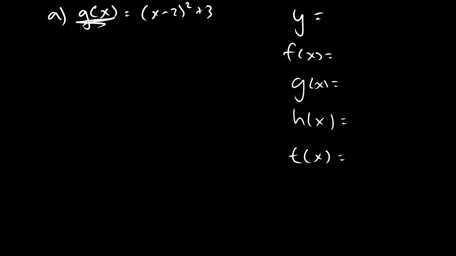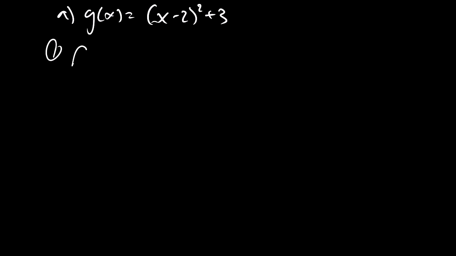So if we have different graphs, like x squared, x cubed, x to the 4th, x to the 5th, instead of saying, oh, it's the x to the 5th plus 2x plus 3 graph, we could just say the t of x graph, or we could just say the g of x graph. So it's just naming our functions: f of x, g of x, h of x, t of x, y. They're all just names for different functions. So, g of x is equal to (x minus 2) squared plus 3.